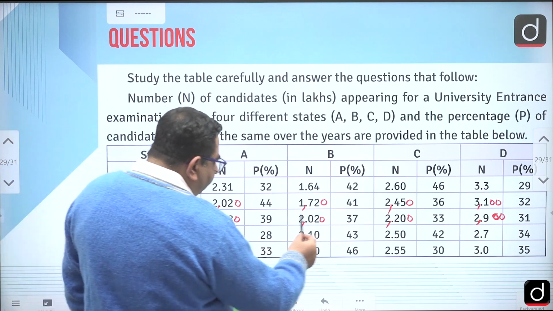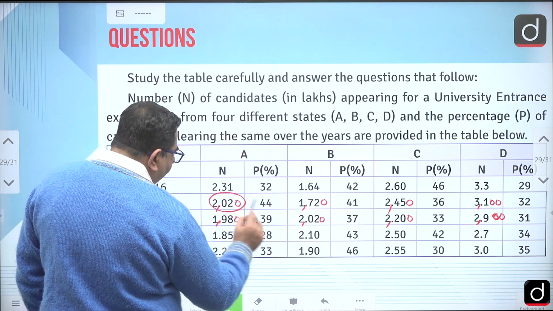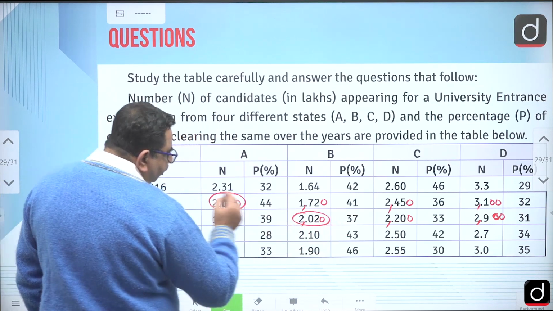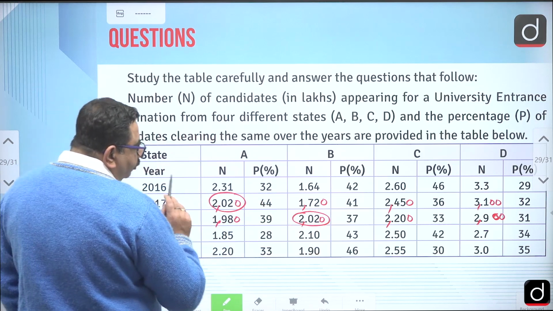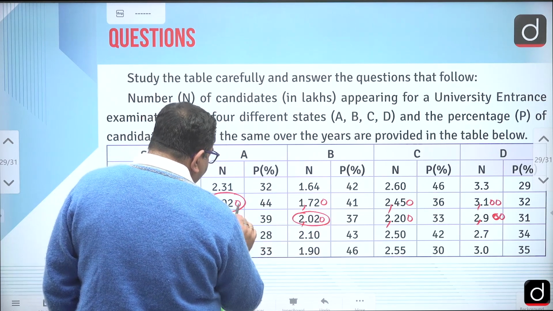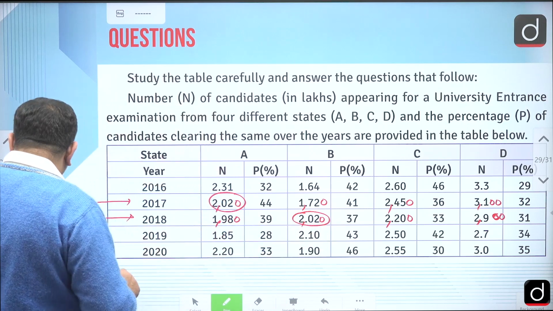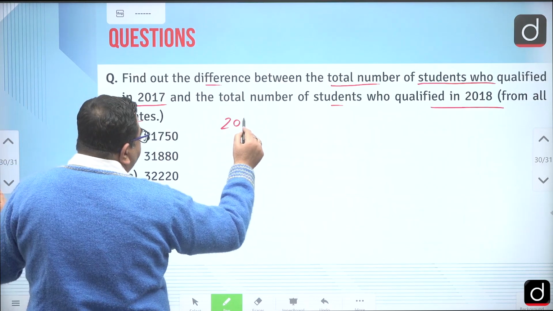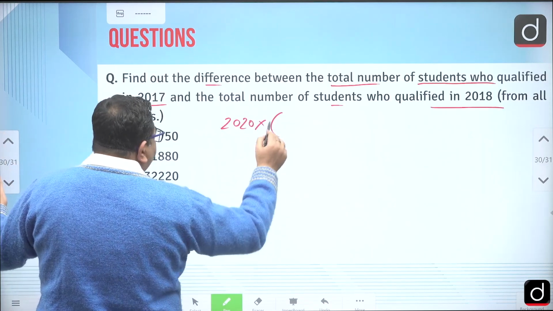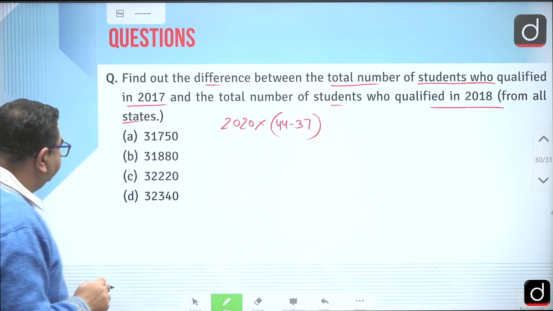Now if you observe this total table little bit, right, this data is 2020, this data is also 2020 here, this is 44 into this is 37 into this. Okay, so since we have to find the difference, the effect of these two data will be what, 2020 into 44 minus 2020 into 37, right. So this is one difference where I can write 2020 into what, let's see, 44 minus 37, right, where 2017 number of students is more.